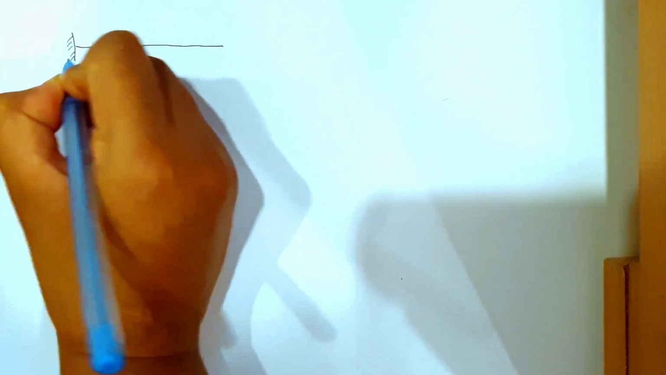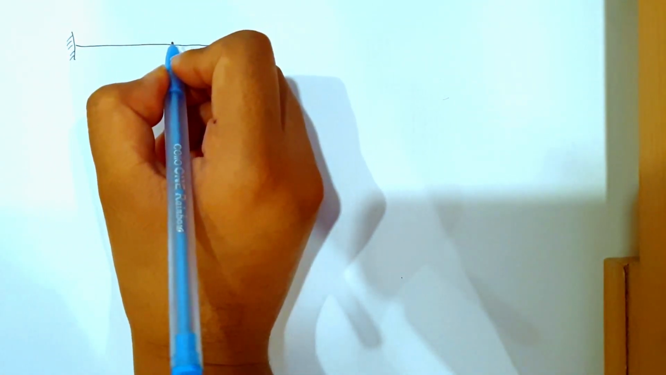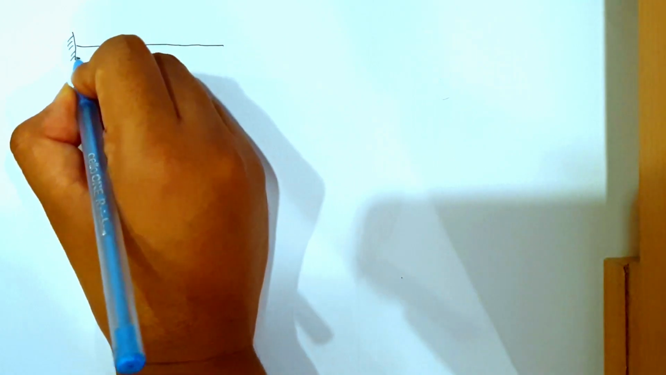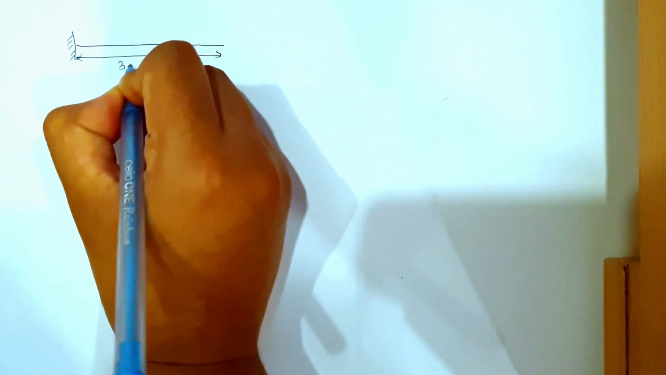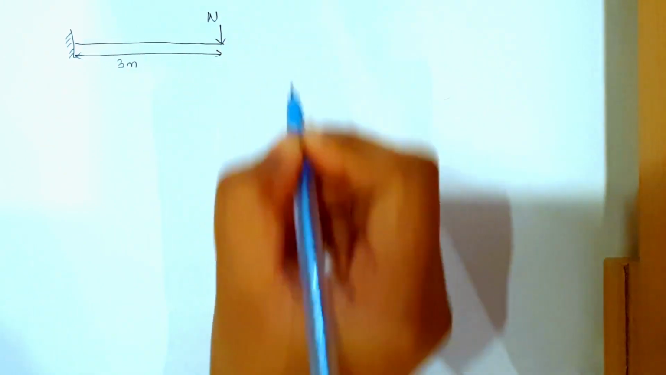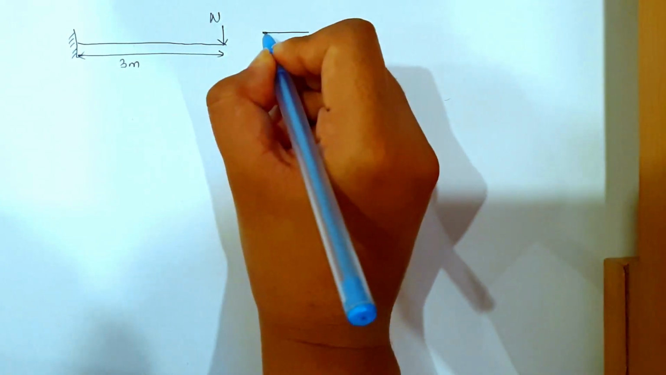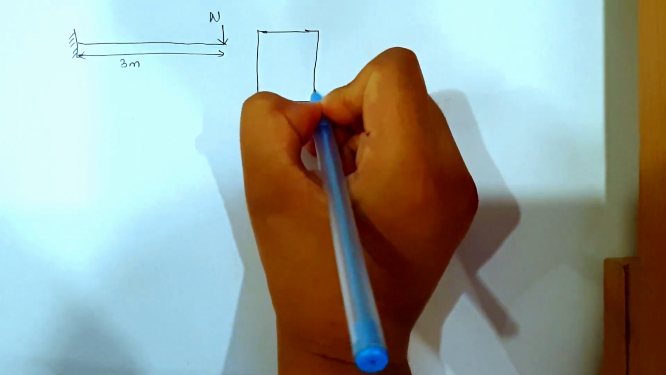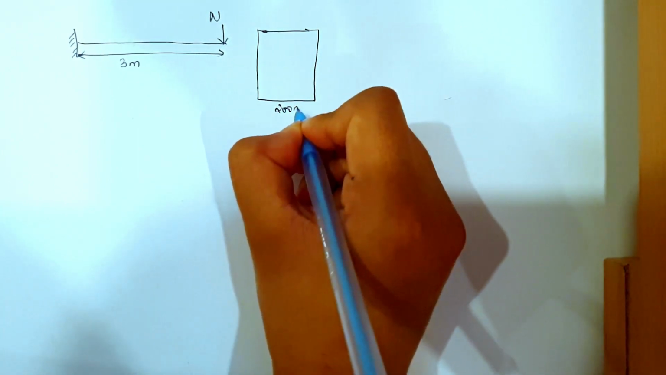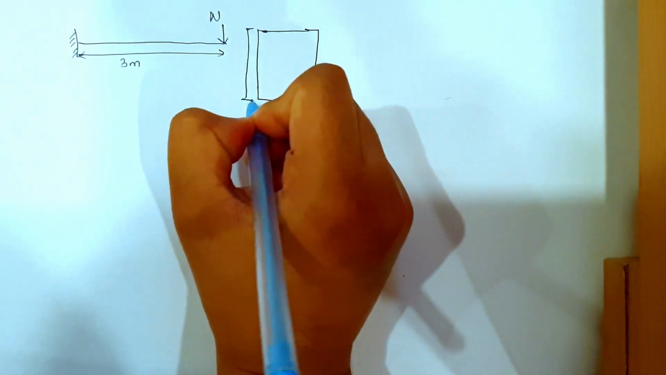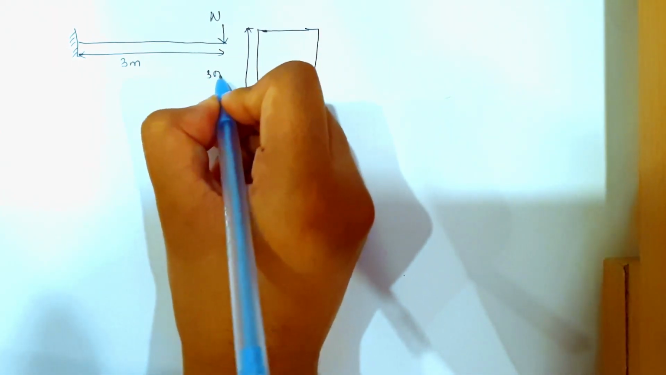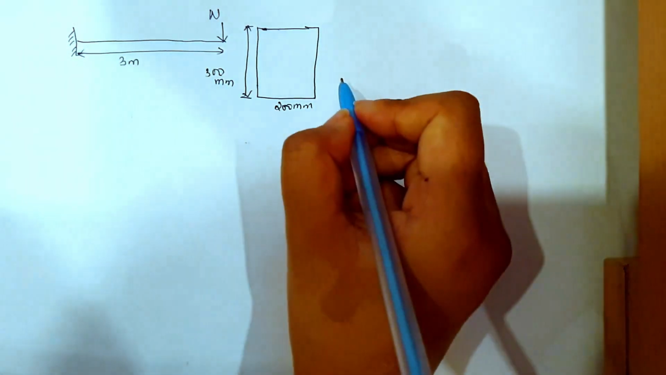For the third question, we have a cantilever beam. Third question, we have a cantilever beam and the span of this beam is given equal to 3 meter, and at its free end there is a load acting, W, a point load. Okay, now we need to find this point load. The section of this cantilever beam is given equal to 200 mm wide and the depth is given 300 mm deep.